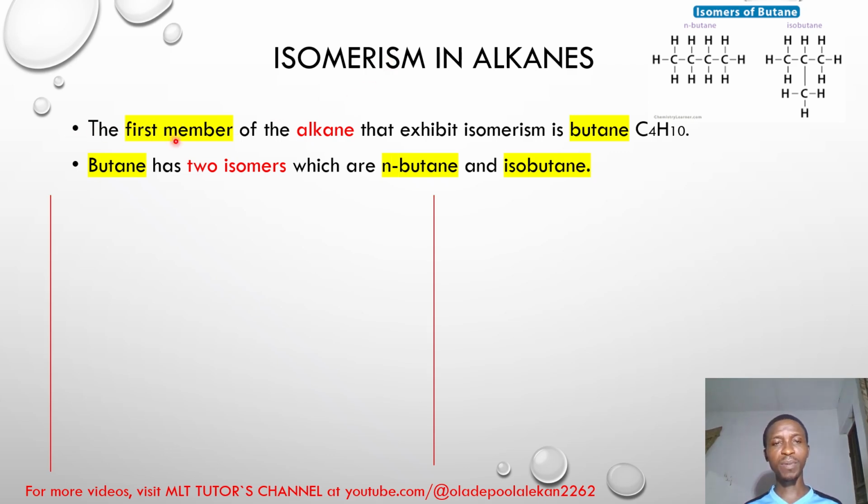The first member of alkanes that exhibit isomerism is actually butane, with the molecular formula of C4H10. Butane has two isomers, which are N-butane and isobutane. So now the next task is to get the structural formula of the isomers of butane. Starting from the first one, which is N-butane.